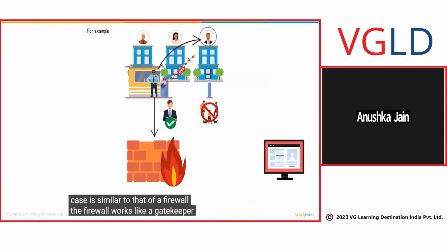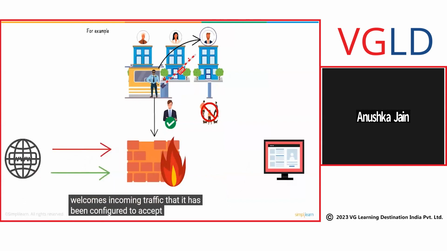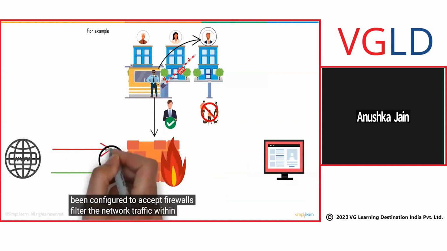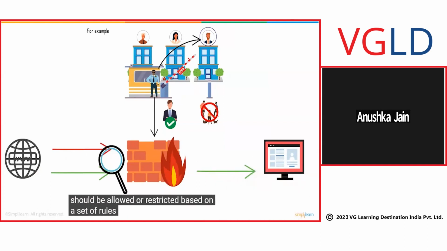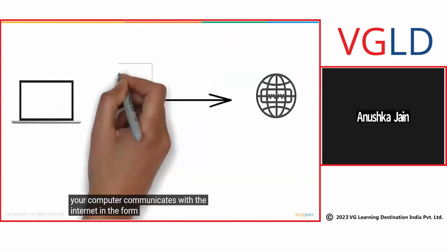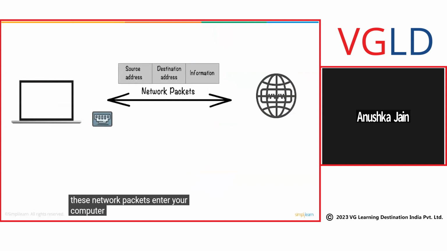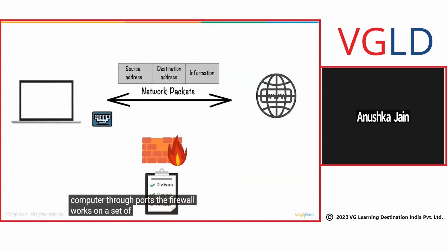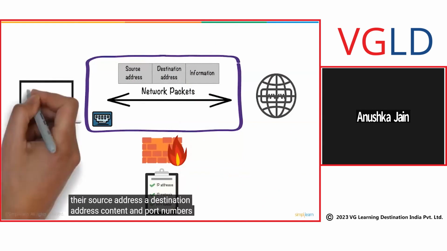The firewall works like a gatekeeper at your computer's entry point, which only welcomes incoming traffic that it has been configured to accept. Firewalls filter the network traffic within your network and analyze which traffic should be allowed or restricted based on a set of rules in order to spot and prevent cyber attacks. Your computer communicates with the internet in the form of network packets that hold details like the source address, destination address, and information. These network packets enter your computer through ports. A firewall works on a set of rules based on the details of these network packets, like their source address, destination address, content, and port numbers.